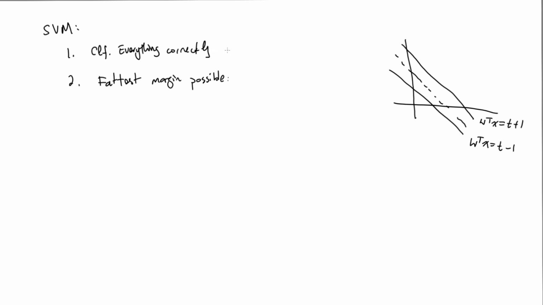So how do you classify everything correctly? Well, we need everything to the right side of this hyperplane to be part of the positive class, and we need everything to this side of this hyperplane to be negative. In other words, we want yi times (W transpose x minus t) to be greater than or equal to 1.